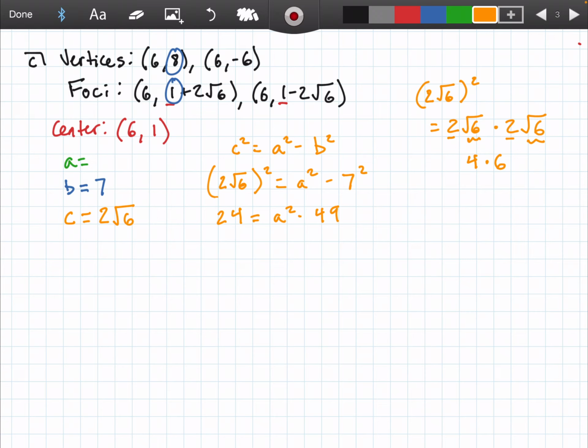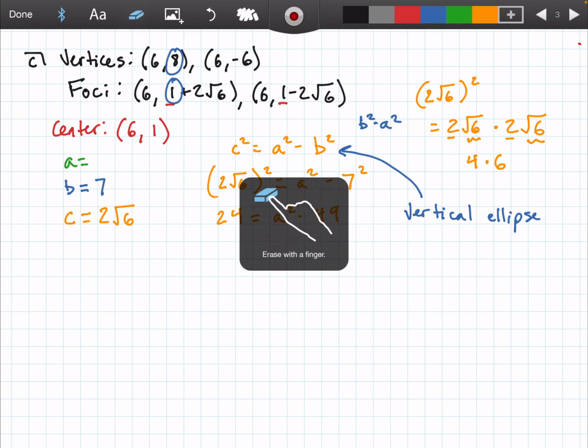Actually, I'm going to change this on you. Because I know that this is going to be a vertical ellipse, I actually know that this is going to switch to b squared minus a squared, so I'm going to do that.